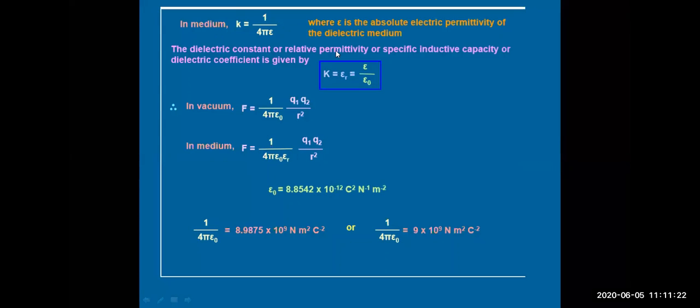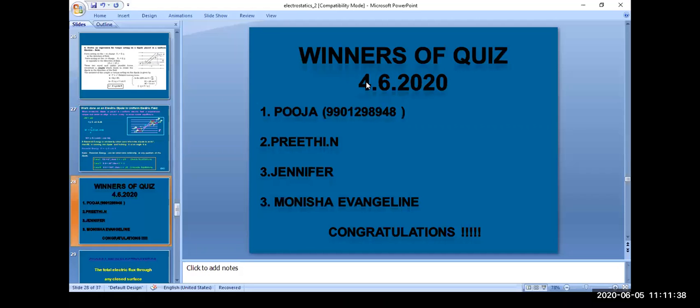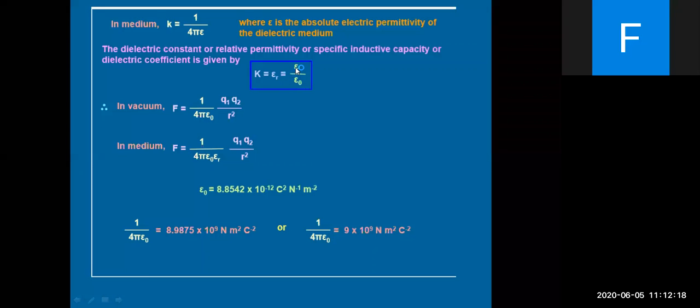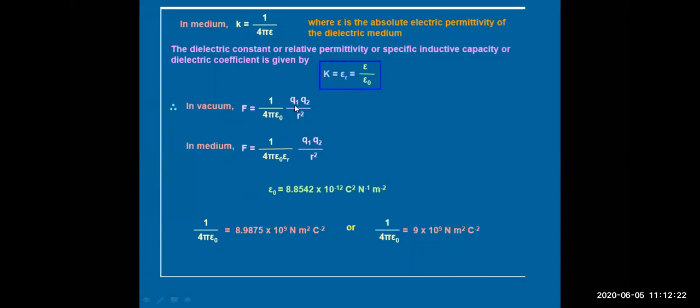Dielectric constant or relative permittivity is given by the formula epsilon R. This is called your relative permittivity. It's the ratio of permittivity in the medium divided by permittivity in free space. So you will get the formula epsilon R is equal to epsilon divided by epsilon naught. So when we take that expression, K will be equal to epsilon R equals epsilon divided by epsilon naught. So you keep this in vacuum, you have the formula here, only epsilon naught. In medium, F will be equal to 1 by 4 pi epsilon naught into epsilon R, Q1, Q2 divided by R square.